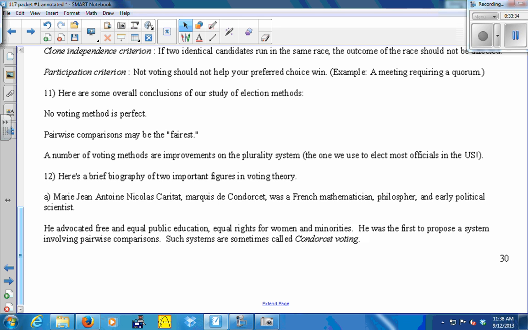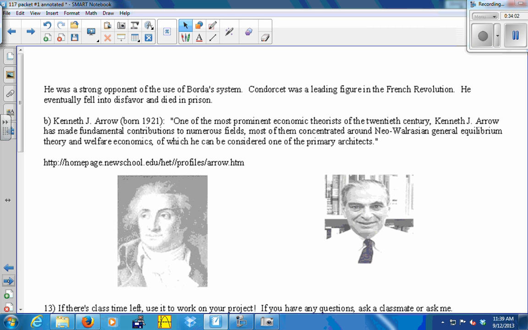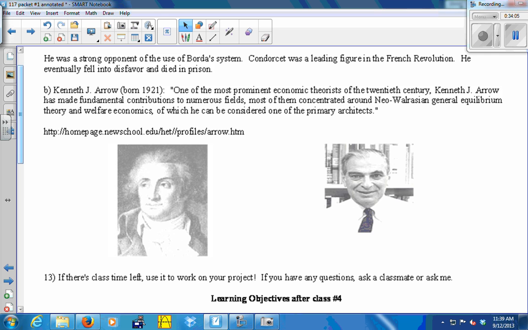So we have a brief biography of 2 important figures in voting theory. This is an incredibly long name, Condorcet, last name. He was a French mathematician, philosopher, and political scientist. He advocated free and equal public education, equal rights for women and minorities, and he was the first to propose a system involving pairwise comparisons. Such systems are often called Condorcet voting, when you do all the head-to-head matchups. And he was a strong opponent of the Borda system that had some popularity at his time also. Leading figure in the French Revolution, he eventually fell into disfavor and died in prison.